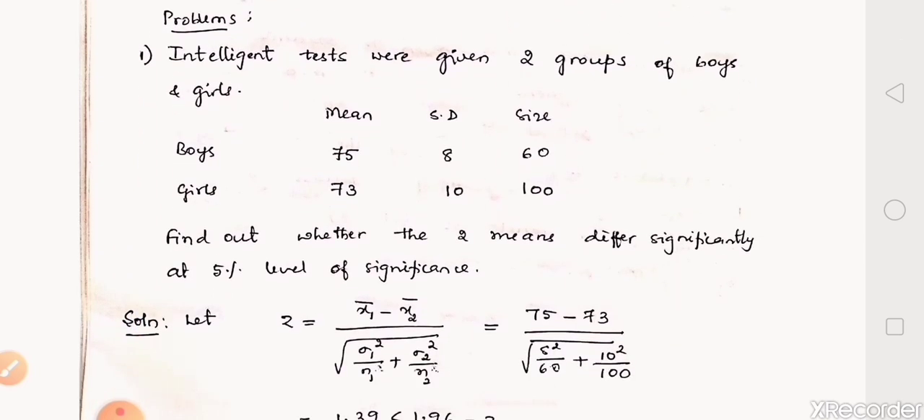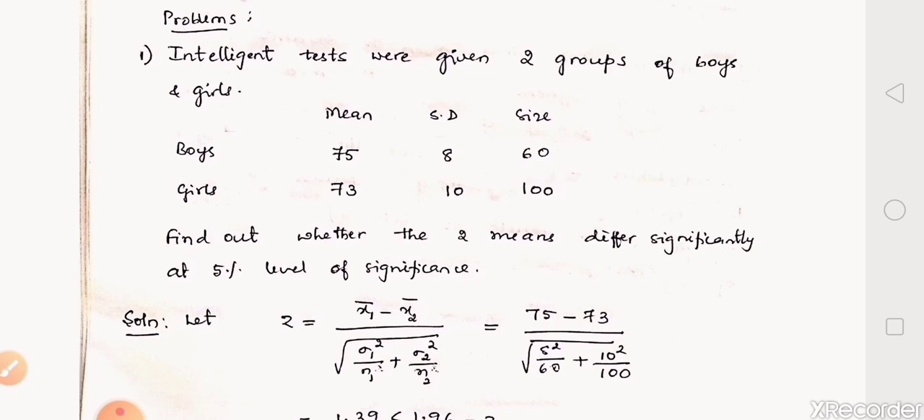Problems. First one, intelligence tests were given to two groups of boys and girls. For the two groups, mean, standard deviation and size are mentioned. Find out whether the two means differ significantly at 5% level of significance.